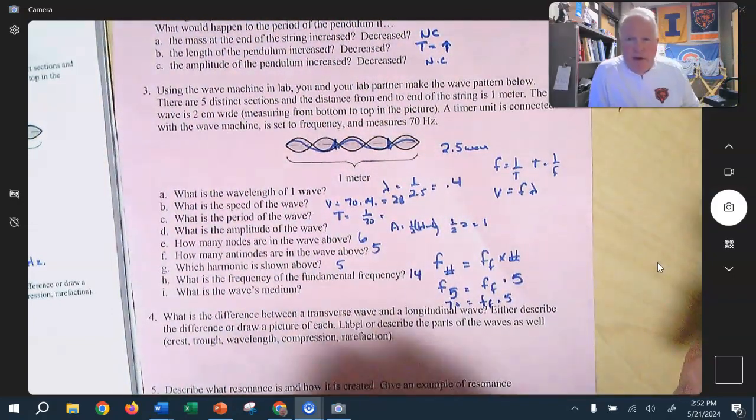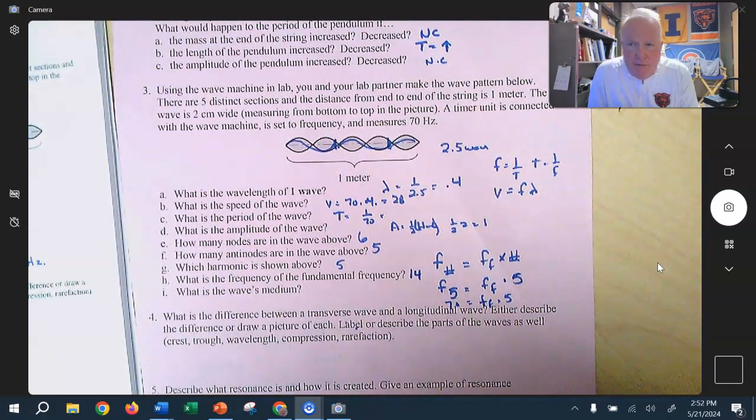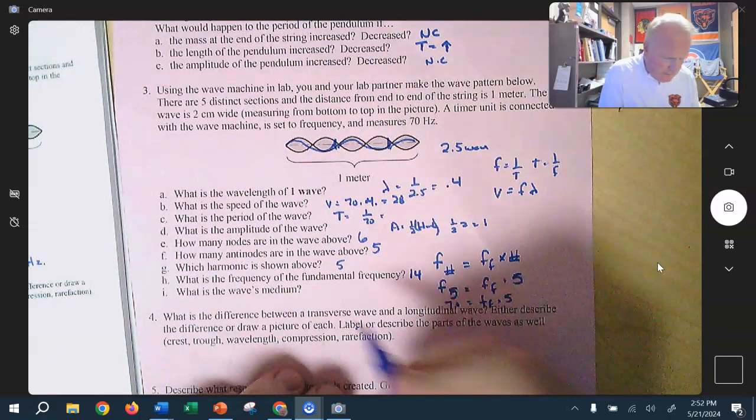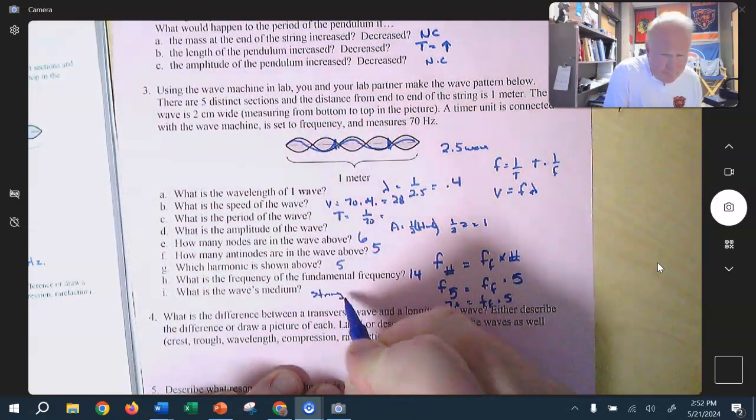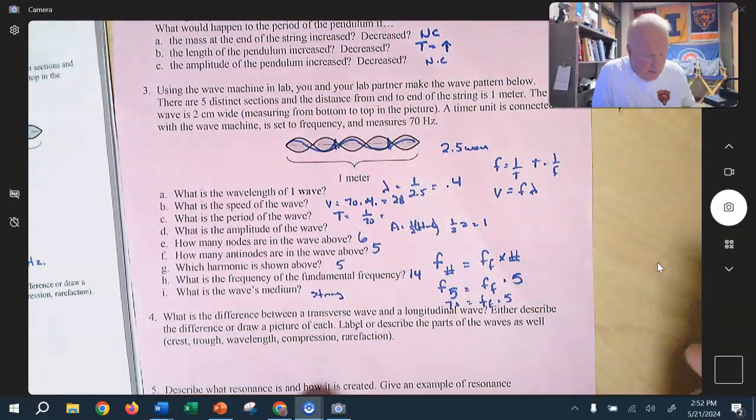Okay. And what's the wave's medium? The medium is what the wave is moving through. So in sound, the medium is air. And so in this one, the wave is moving through a string. So the medium is just the string. Okay, got to go quickly here.